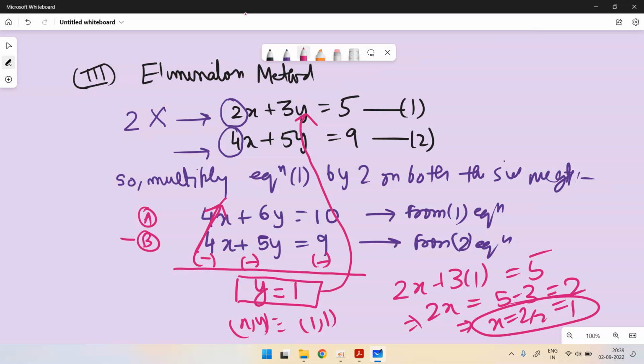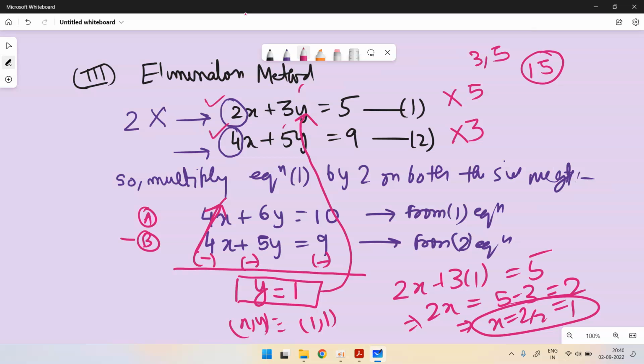Here you are eliminating one variable. You can even eliminate y. Suppose this is 3 and this is 5, if you take the LCM of 3 and 5, both of which are coefficients of y, it will be 15. So to make the coefficient of y 15, you need to multiply the first equation by 5, and the second equation you need to multiply by 3, so as to make the 5y as 15y.